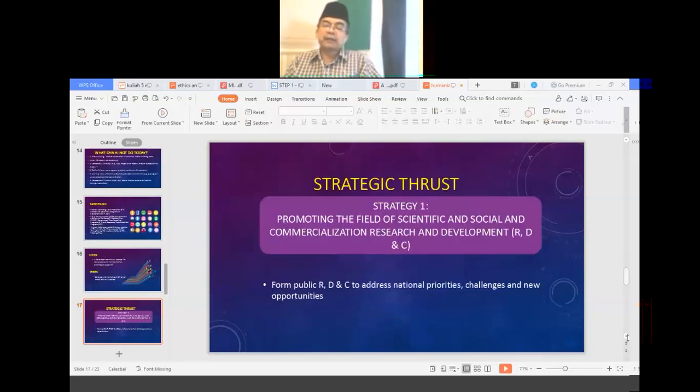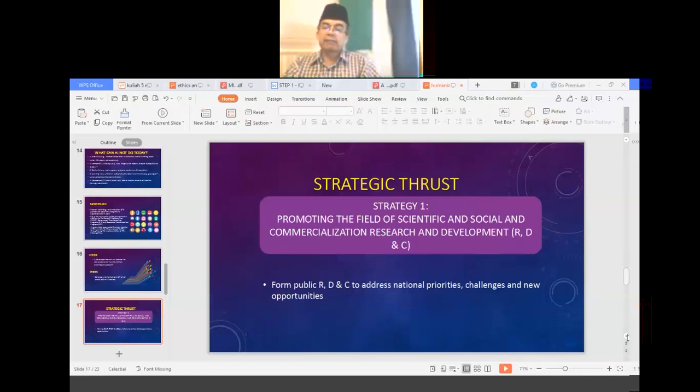So they have some strategic thrusts. For example, the first strategy is promoting scientific and social commercialization, research and development, R&D and C. This is what has already been done by the government, but this particular move or strategy has been stopped for the last 2 years or so due to the pandemic. But I'm pretty sure that when the pandemic is over, the government will continue to promote this particular field, not only scientific but social and commercialization, research and development. So when we are talking about R&D, it's not only the scientific field, but it also involves social and economic aspects.